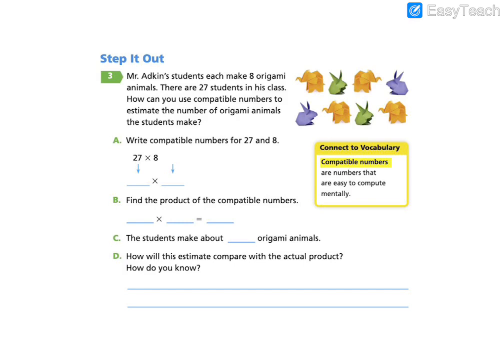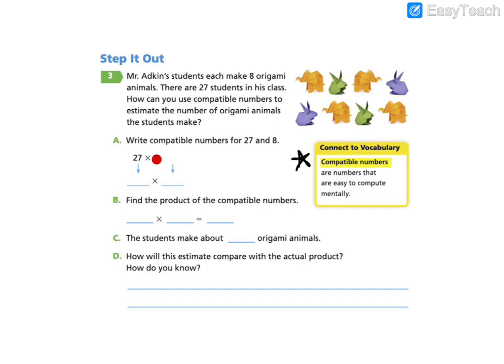All right, so let's take a look now at our next equation. Mr. Adkins' students make 8 origami animals. There are 27 students in his class. How can you use compatible numbers to estimate the number of origami animals the students make? Let's check our vocabulary. Compatible numbers are numbers that are easy to compute mentally. So we need to pick numbers that are close to these two numbers here, our factors, that we can use as a simple fact, ones that we can multiply in our head.